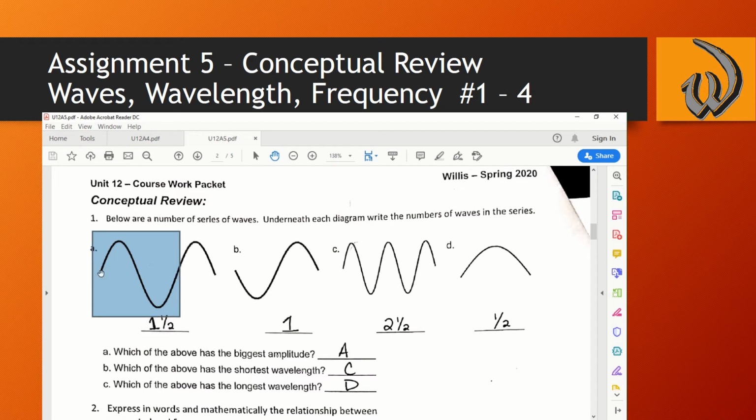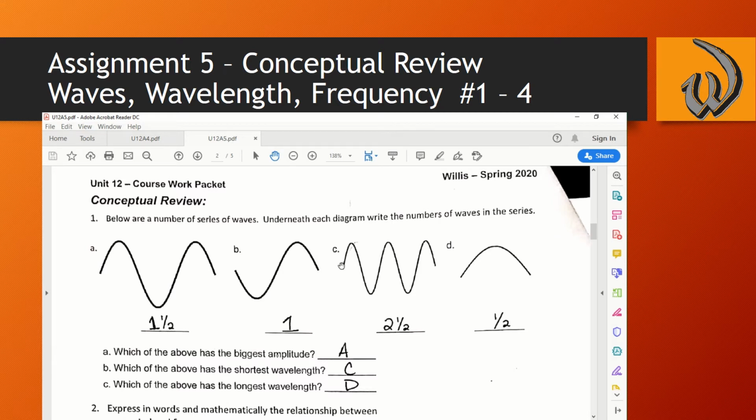So here, because I've got one full wave, and then I go from origin to crest to origin, that's half of a wave, I've got 1.5 waves represented right there. Letter B is one full wave. Again, we go from origin to trough, origin to crest, and then back. So this is one full cycle, right? It wound up right back where it began.